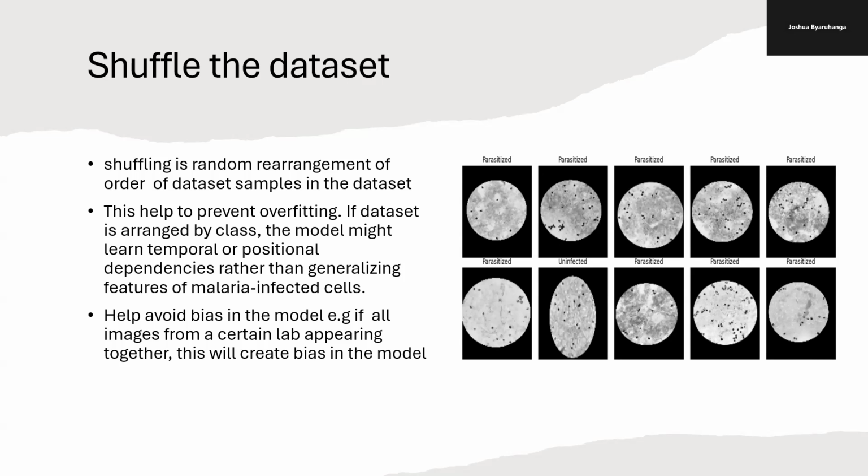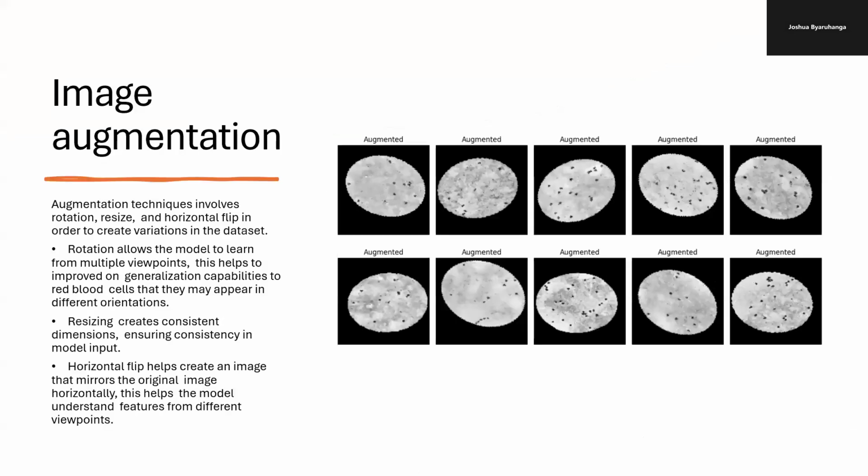Take an instance, if you have images from different parts of the country, that is from different districts, appearing together in that order, this will create a bias within the model. So by shuffling, images from different districts will be mixed up in order to eliminate bias within the model.